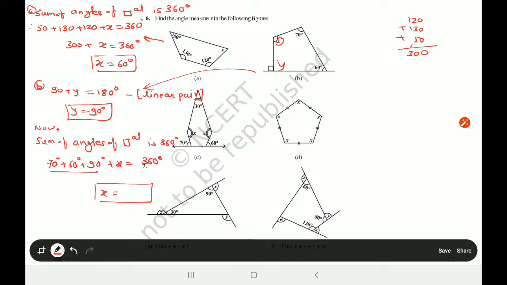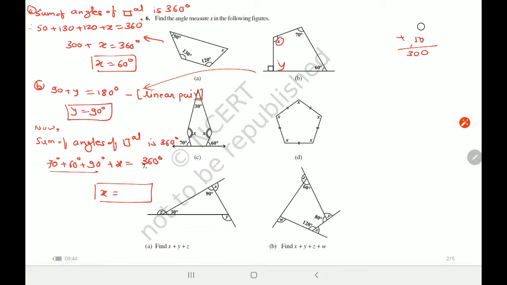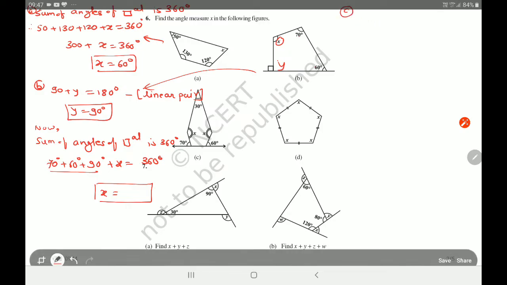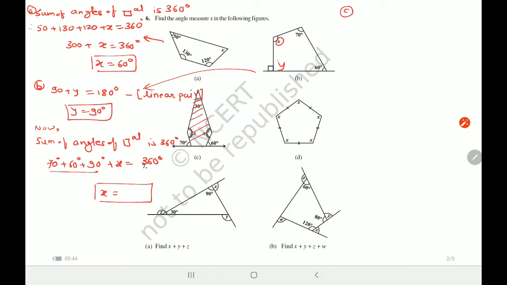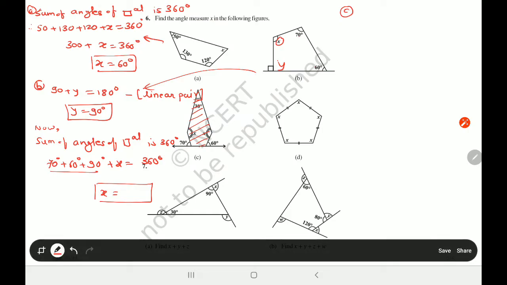Let's see C. I'll solve C on the other side. So what is question C? We have x, 2x. This is again, is it a quadrilateral or a pentagon? Check it. What you see, is it a quadrilateral or a pentagon? According to me it is a pentagon. So first of all, we will find the sum of angles of a pentagon.